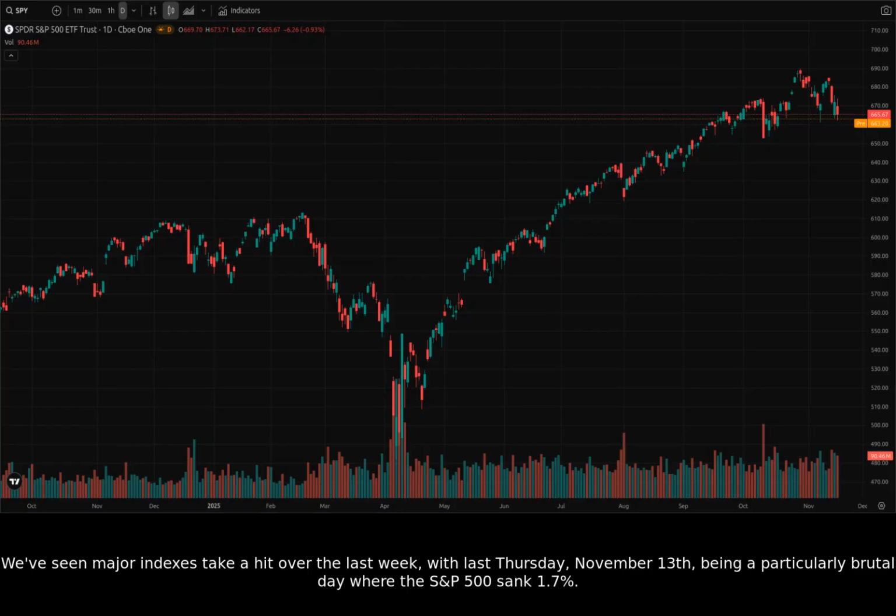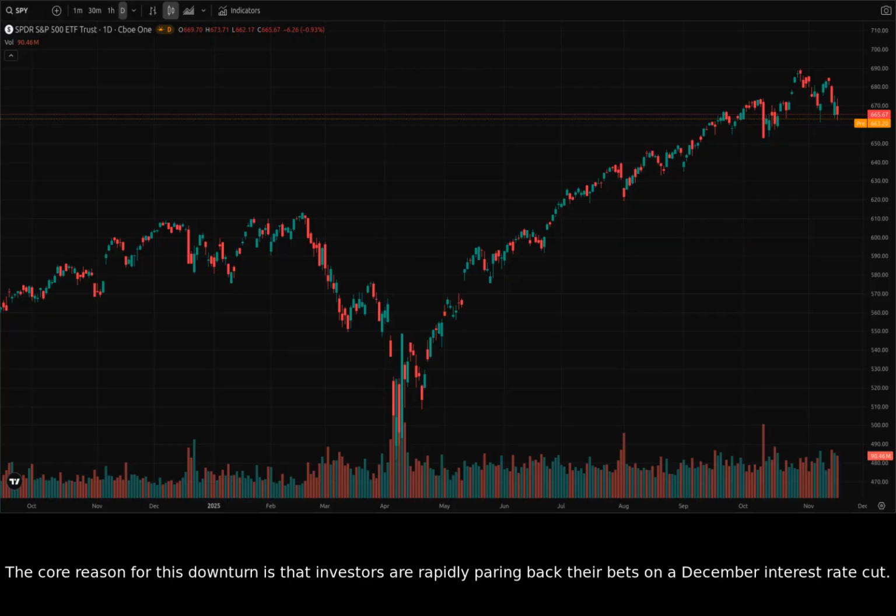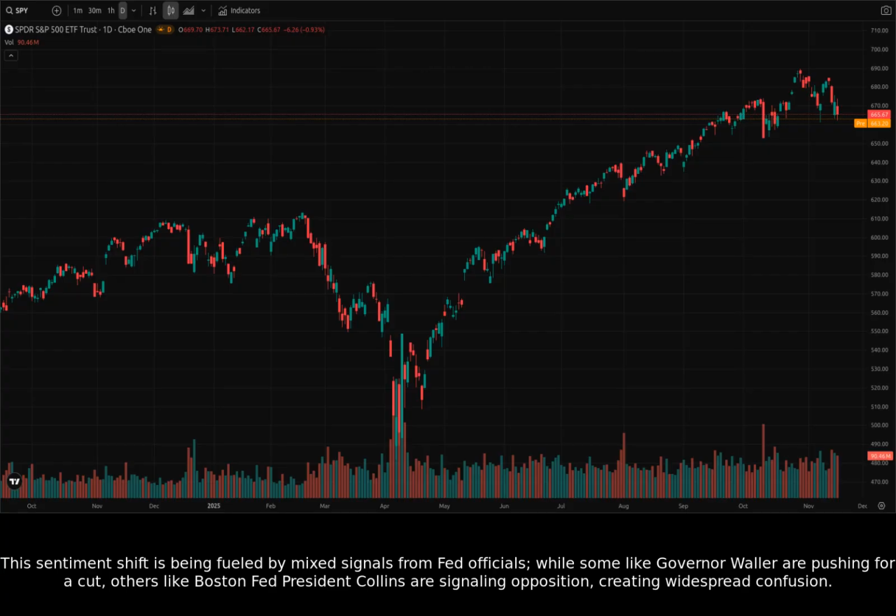The overarching theme in the market right now is uncertainty, primarily centered on the Federal Reserve. We've seen major indexes take a hit over the last week, with last Thursday, November 13th, being a particularly brutal day where the S&P 500 sank 1.7%. The core reason for this downturn is that investors are rapidly paring back their bets on a December interest rate cut. Just a month ago, a cut was seen as a near certainty, but now the odds have dropped to roughly a coin toss. This sentiment shift is being fueled by mixed signals from Fed officials.